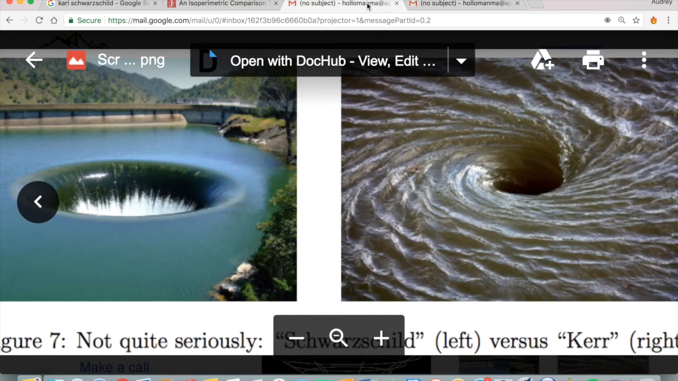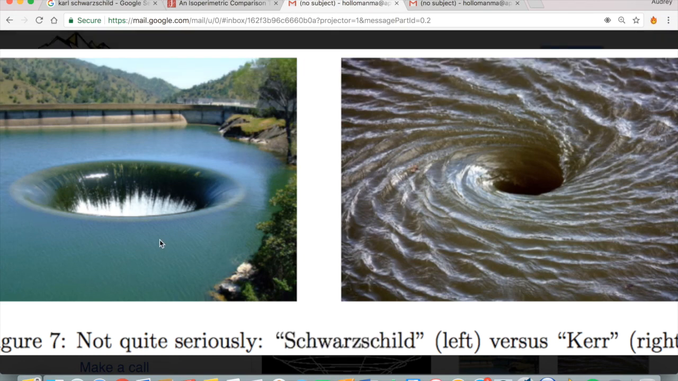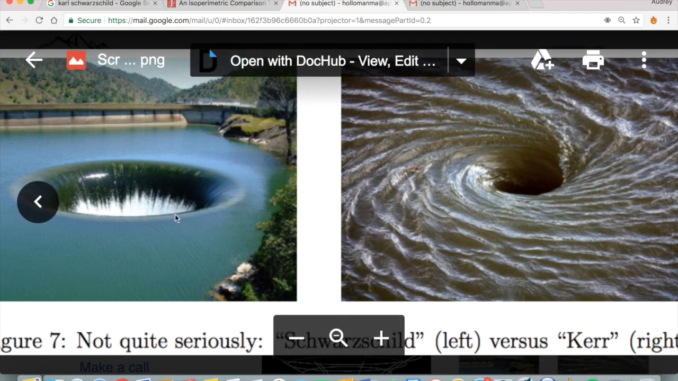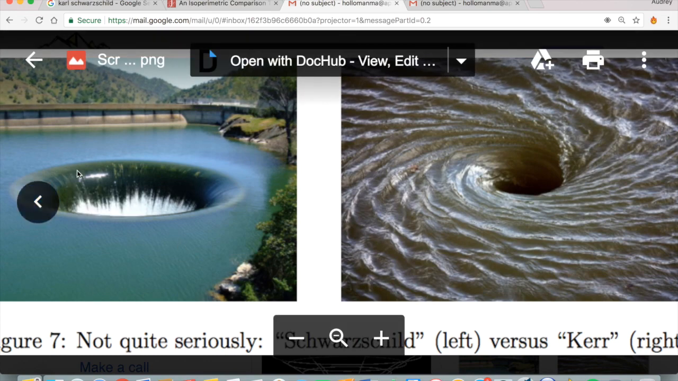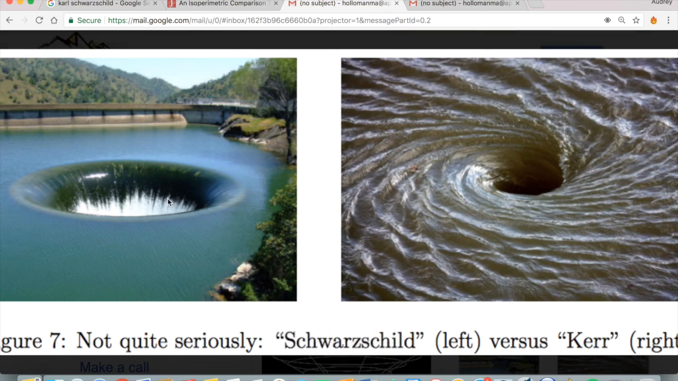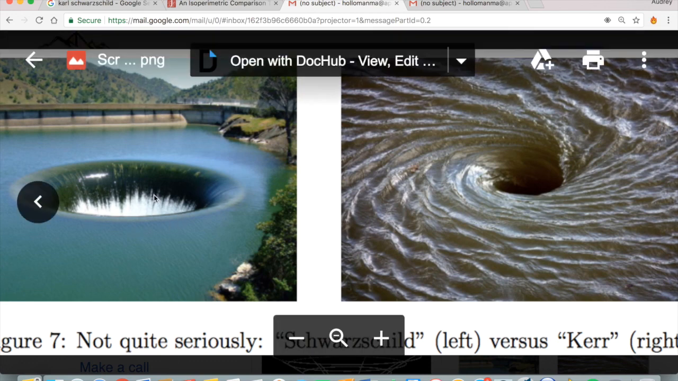A real-life example of that: on your left is the Schwarzschild, and on your right is the Kerr metric, and you can see the Kerr has more of a funnel shape, whereas the Schwarzschild is more of a drop-off. For example, you could see the radius here, and if you were a boat traveling along the Schwarzschild radius, if you went in any amount, you would get sucked into the black hole.